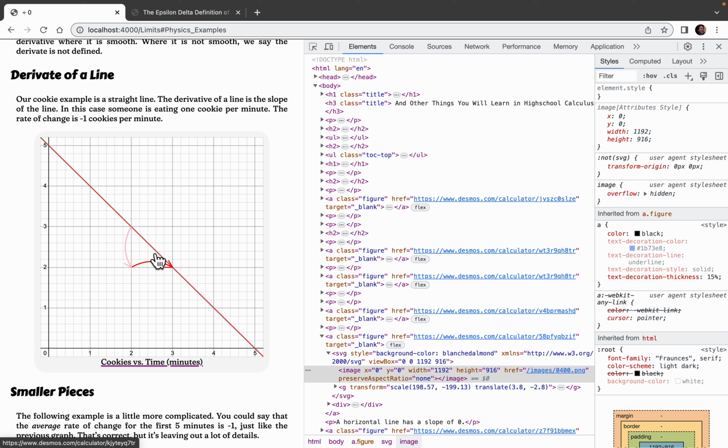Derivative of a line. Our cookie example is a straight line. The derivative of a line is the slope of the line. In this case, someone is eating 1 cookie per minute. The rate of change is -1 cookies per minute.